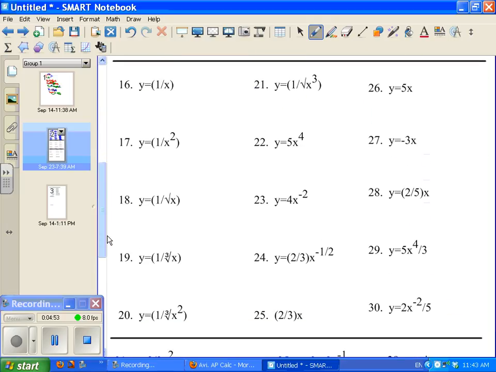All right, how about this one? This one deserves a rewrite as well. This is a 1 over x right now. Rewrite it. If I put an exponent in there, it's 1 times 1 over x. Is it just x to the first? Close.